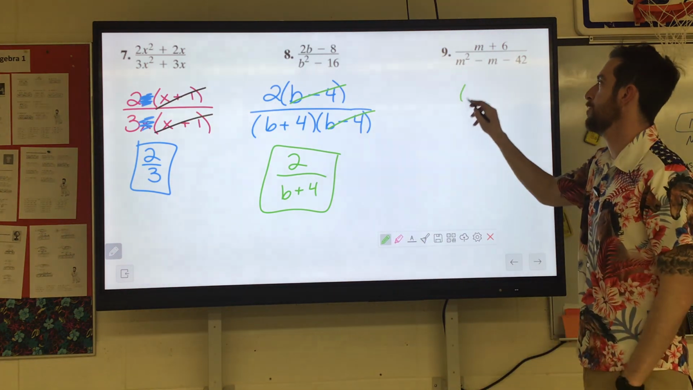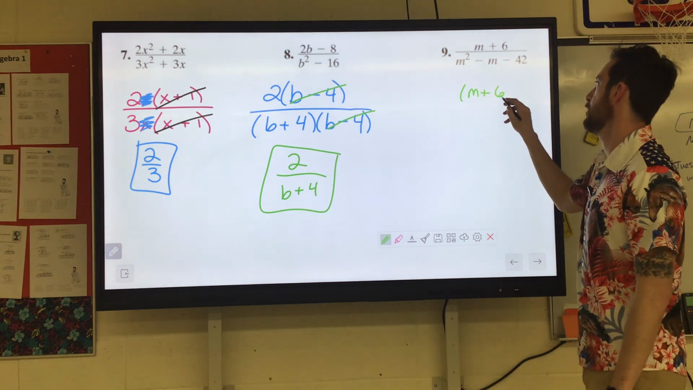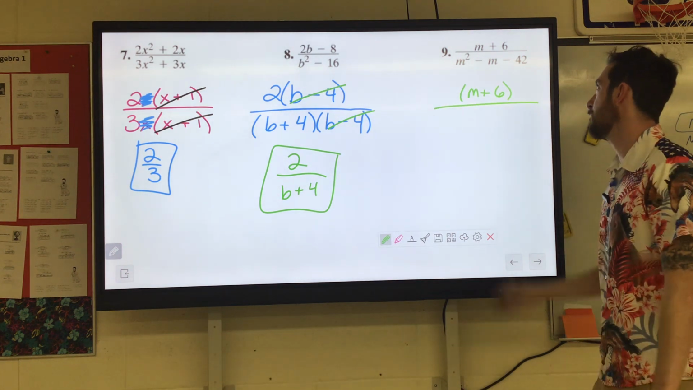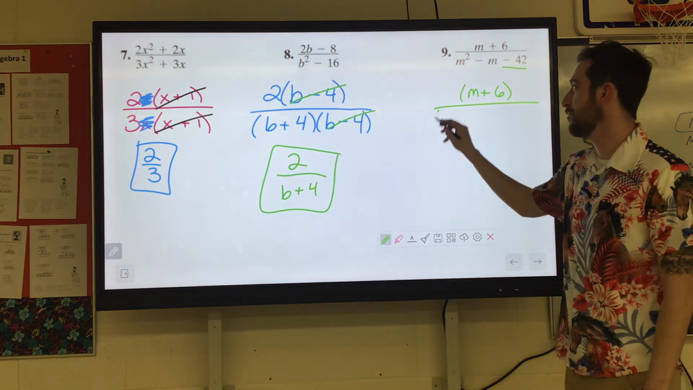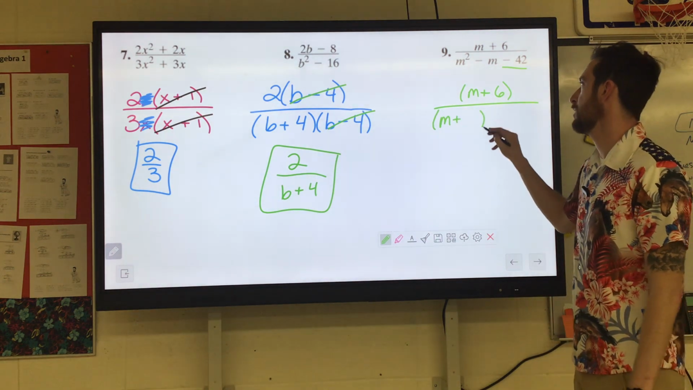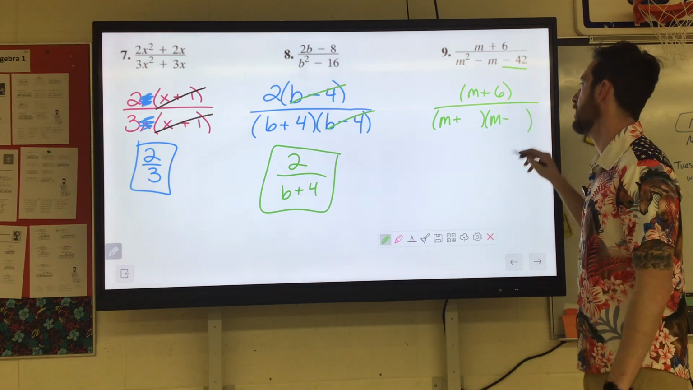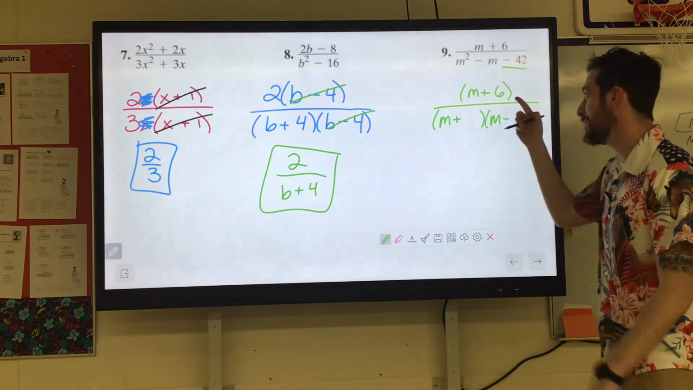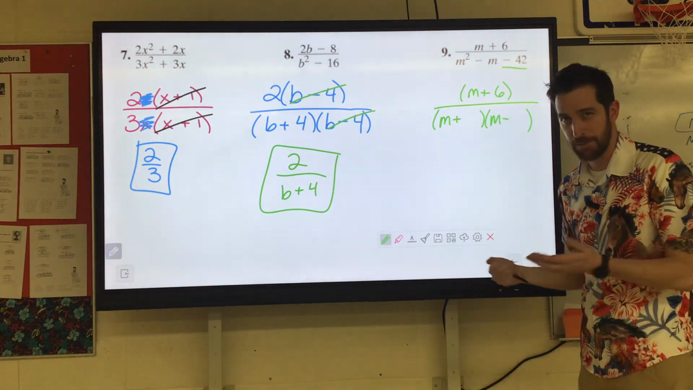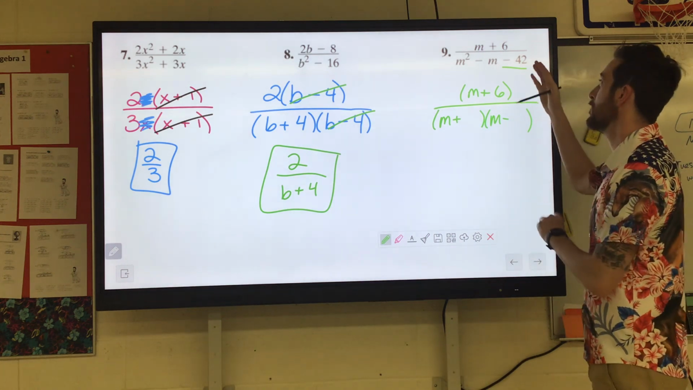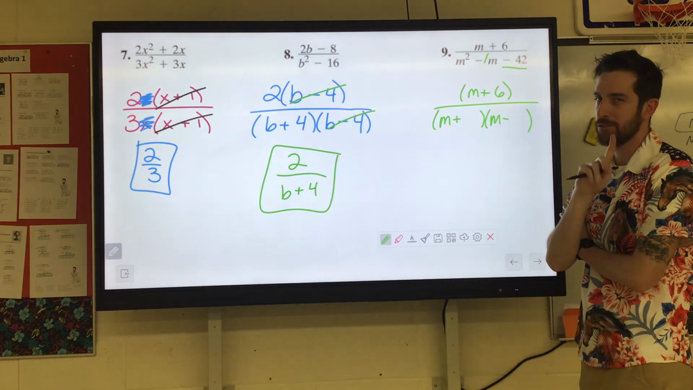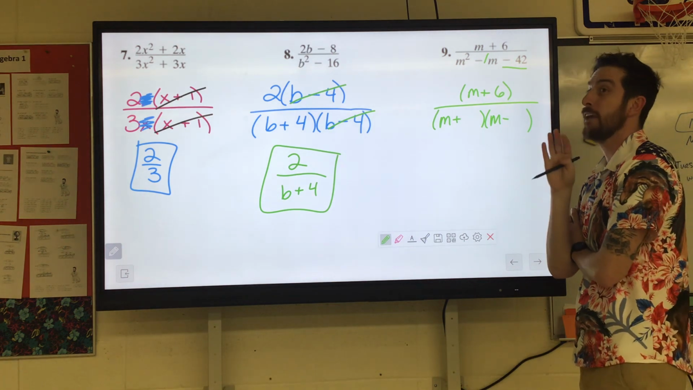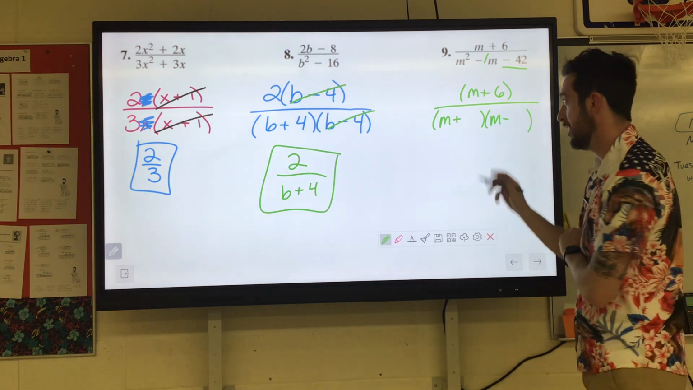Number 9, m plus 6. Nothing in common, but I bet it cancels out later. I'll put it in parentheses. Denominator, it ends in minus. The only way you can multiply to a negative is a positive times a negative. M plus, m minus. And again, I bet it's going to be m plus 6 because it's probably going to cancel out. But I need numbers that multiply to 42 and add up to negative 1, so they're 1 apart from each other. 6 and 7.